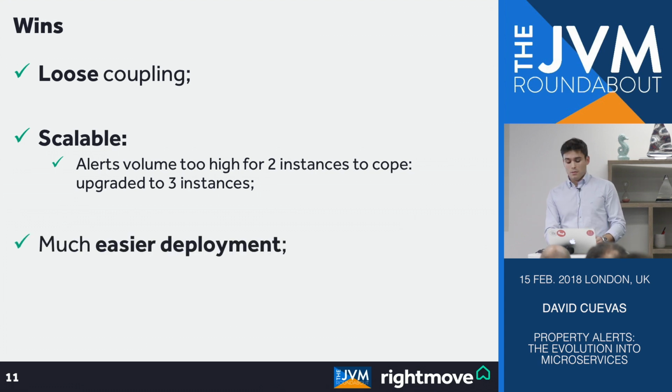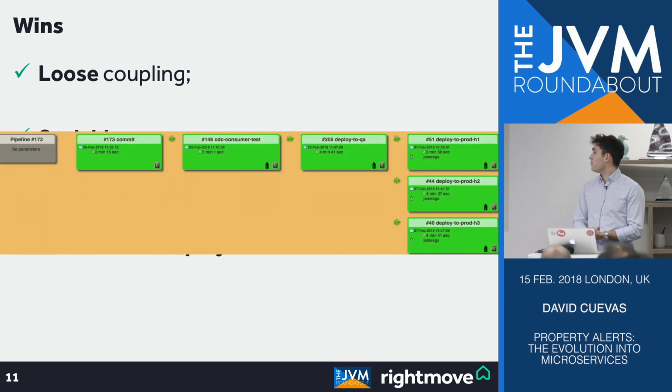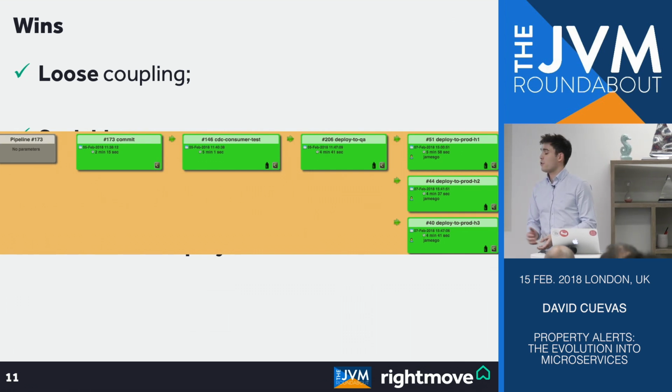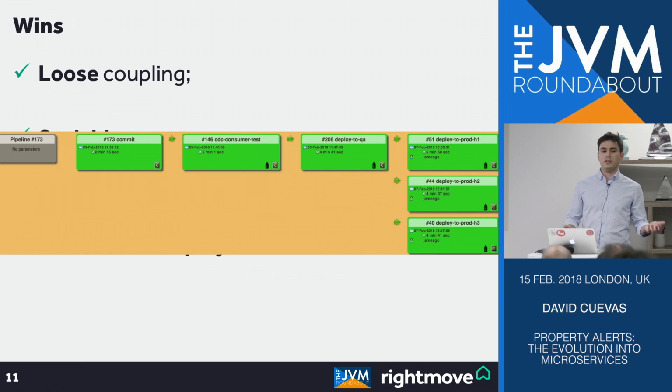The deployment became much easier, and I also have a screenshot of our Jenkins pipeline. I don't know if you guys at the back can see, but each one of these boxes represents a stage of the deployment. What I can tell you from here is that it takes around 25 minutes from dev up to prod. So whenever we want to deliver new features, we can do it that quickly.